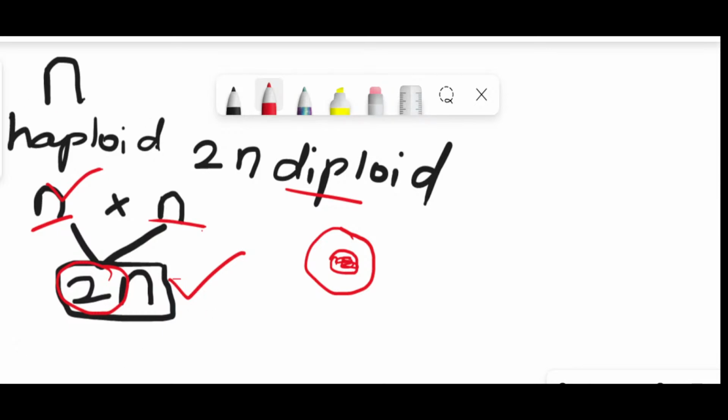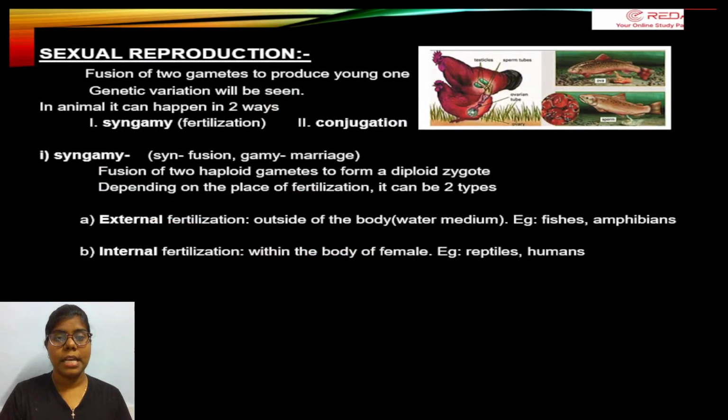Now going to our slides. So here syngamy is a fusion, that is two gametes are being fused, that is two haploid gametes. இங்க இருந்து ஒரு n, அங்க இருந்து ஒரு n வருது. So haploid gametes வந்து நமக்கு diploid zygote மாறுது. Diploid zygote form ஆகுது. அப்ப நமக்கு form ஆகுற product வந்து zygoteடா மாறுது, that is diploid condition, 2n conditionல இருக்கும்.